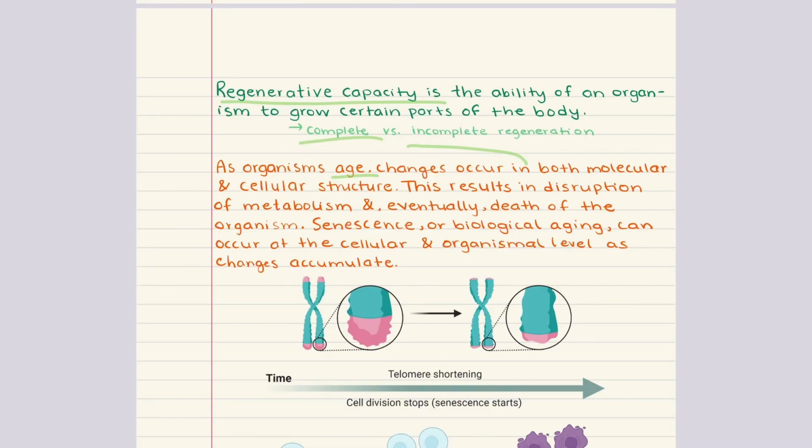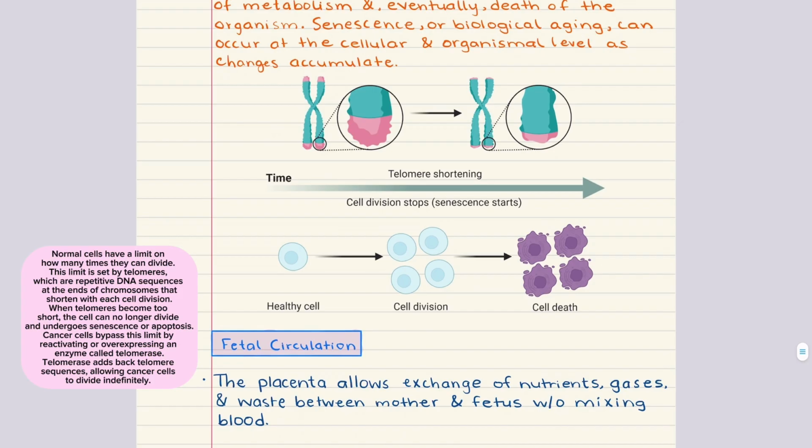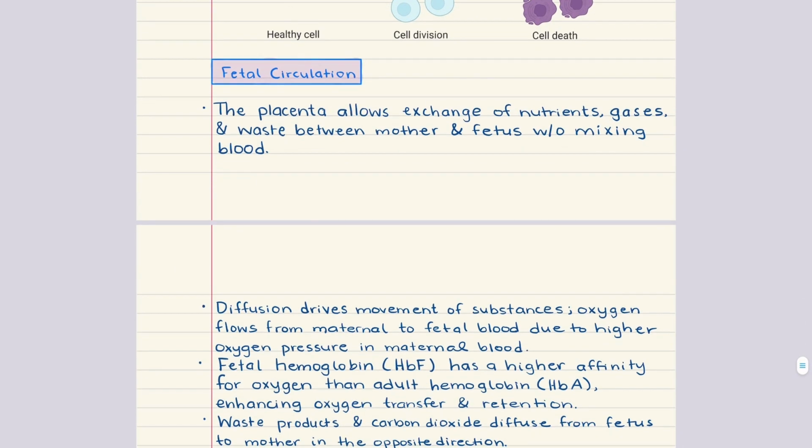At the cellular level, one of the key features of senescence is telomere shortening. Telomeres are protective caps at the ends of chromosomes, and with each round of cell division, the telomeres get shorter. Eventually, they become too short to protect the DNA, and the cell receives a signal to stop dividing. That's when cellular senescence begins. These cells remain alive, but they don't divide, and they contribute to aging and inflammation if they build up in tissues. With that, we've completed the second objective, and we can now move into the third objective, where we're going to talk about fetal circulation.